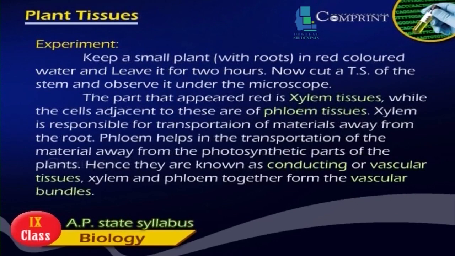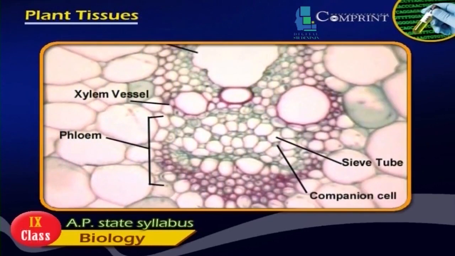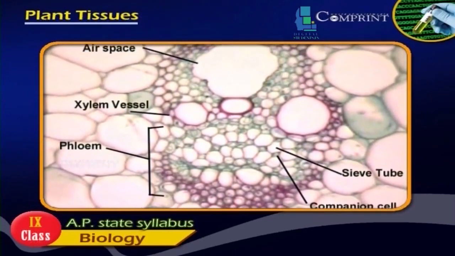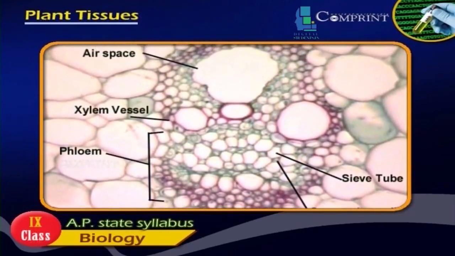Experiment. Keep a small plant in red colored water and leave it for 2 hours. Now cut a TS of the stem and observe it under the microscope. The part that appears red is xylem tissue, while the cells adjacent to these are of phloem tissue.